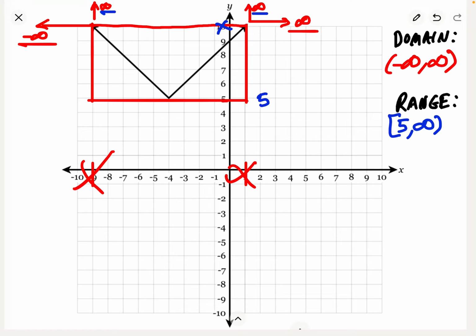We can still use the rectangles, but when we have arrows, we've got to make sure we understand what those arrows mean. Okay? That's the only change.